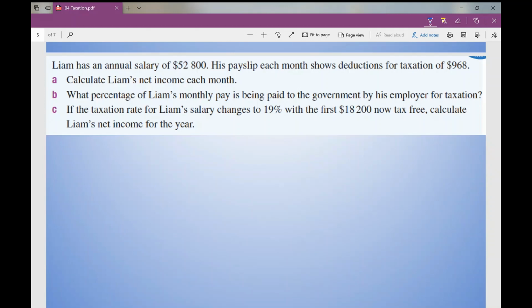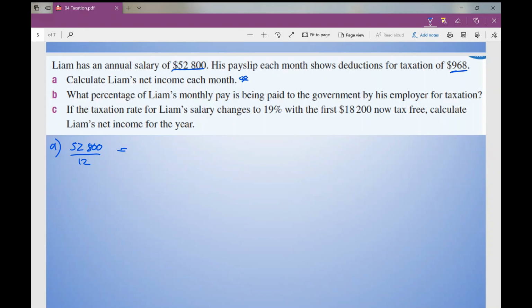I'm going to be showing you how to work with a typical example we'll see here in our tax exercise. What we're being asked to find in Part A is Liam's net income each month, and what we're given is his annual salary and the amount of monthly tax deduction. Because we're given his annual salary, the first step is to take his annual salary and work out what it is per month. The way we do that is to divide it by 12, because there are 12 months in 1 year.